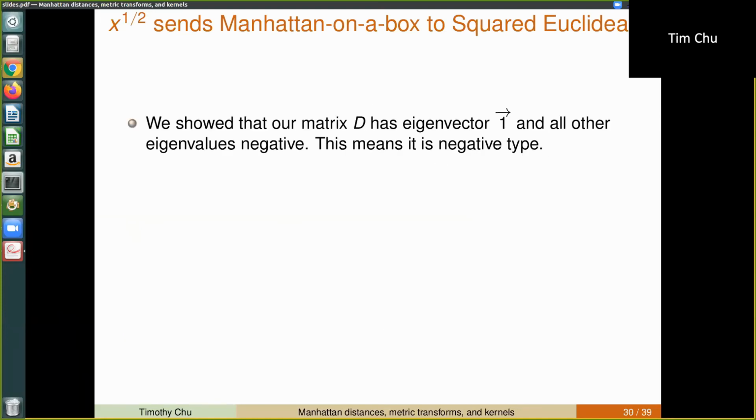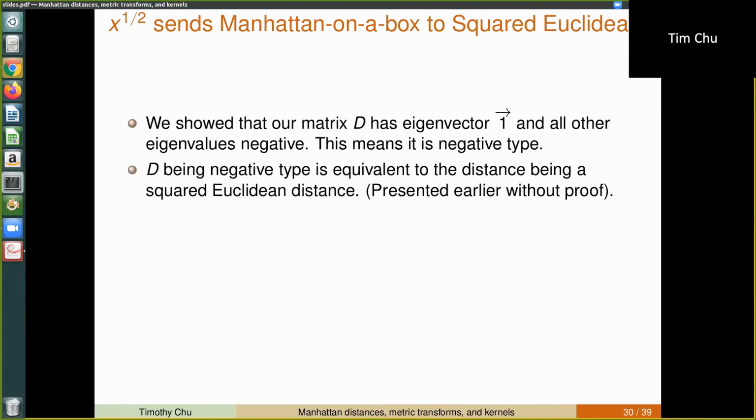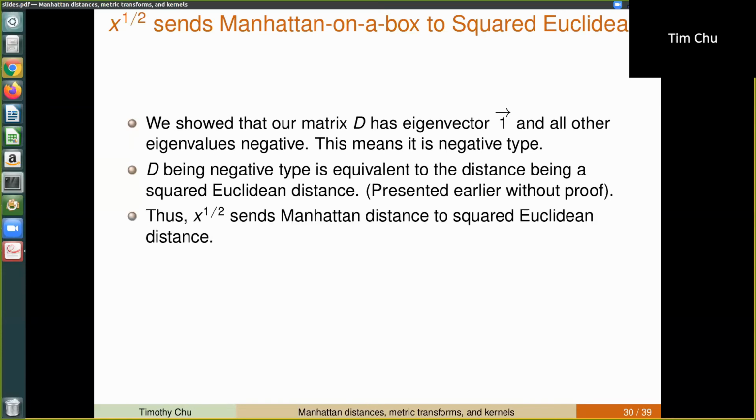So what we basically showed is that when we have a 2 by 2 rectangle generated by placing the Manhattan distance between I and j, the ij corner, into the ijth entry, and then applying a function f, this matrix has one of the eigenvectors being all 1s, and all the other eigenvalues are negative. This means it's a negative type matrix. And in fact, as mentioned before, this is equivalent to the distance being a squared Euclidean distance. So what we showed is that at least for the corners of a two-dimensional rectangle, x to the 1/2 sends Manhattan distances to squared Euclidean distances.